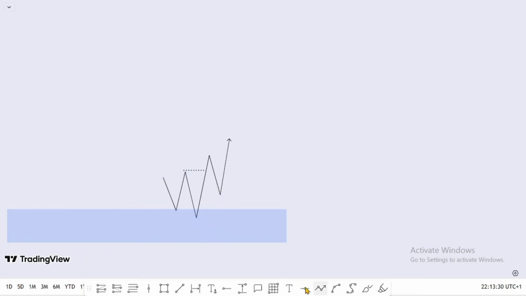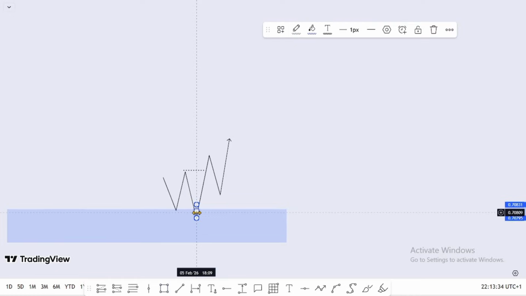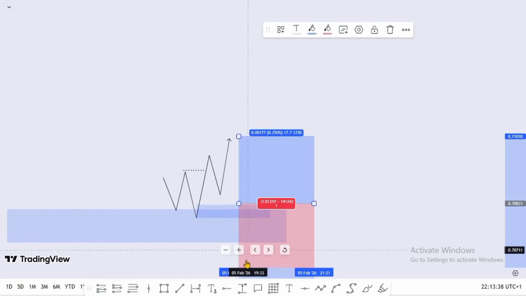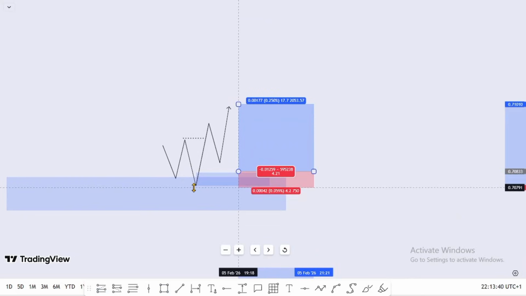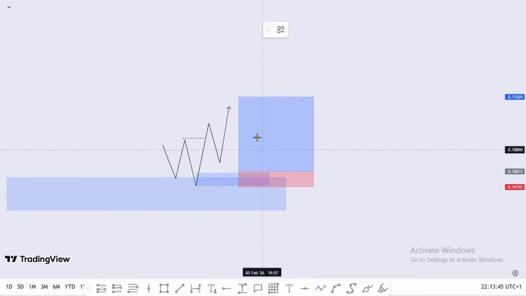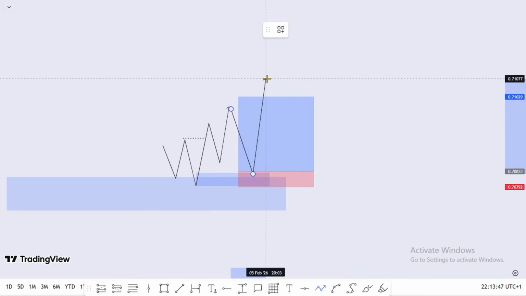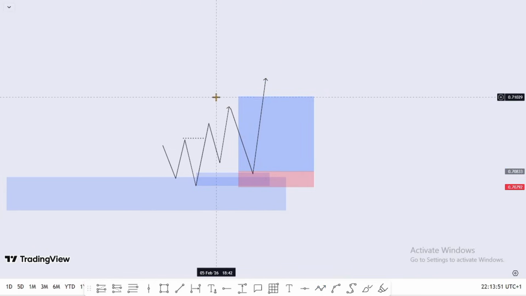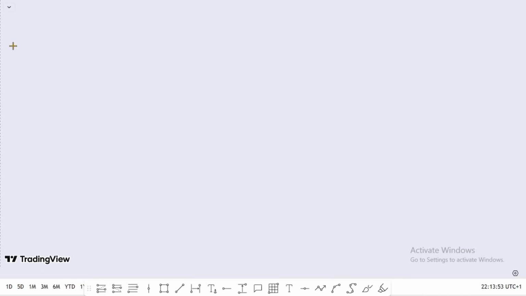Now, the first entry we're going to be taking is actually here. You can take our first entry at this order block. That is the first entry we take at this order block. So this is our first entry. We are expecting price to come down and continue to the upside. And our take profit will be this swing high. And probably there will also be a higher time frame swing high.